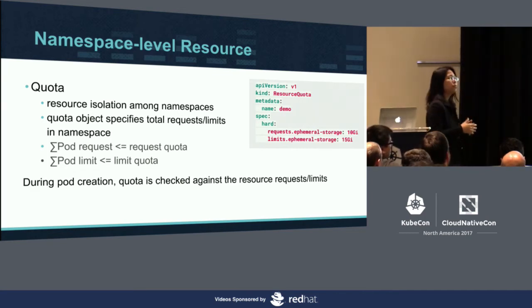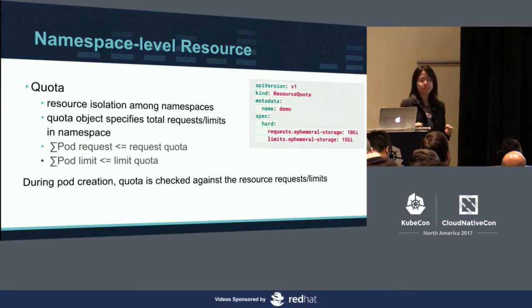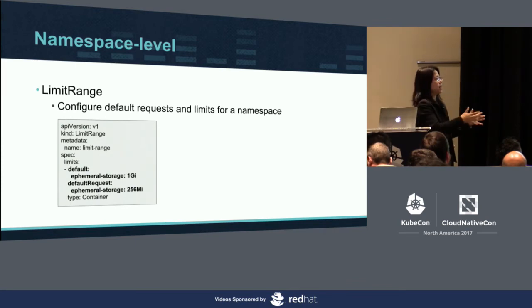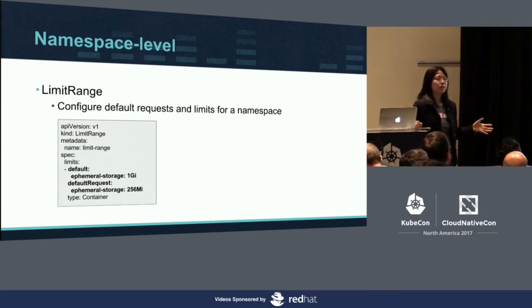And when a pod is created in this namespace, the system will check whether it violates the quota assigned for this namespace. So by having this restriction, we basically partition the resources among different namespaces. Also, if you have a resource quota in a namespace, then all the pods in that namespace are required to have resource limit and request specified.